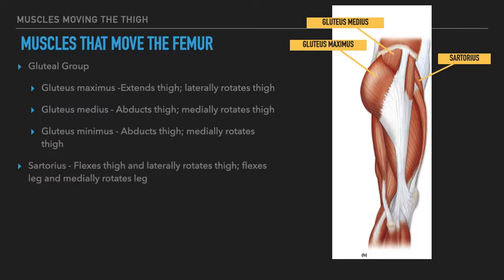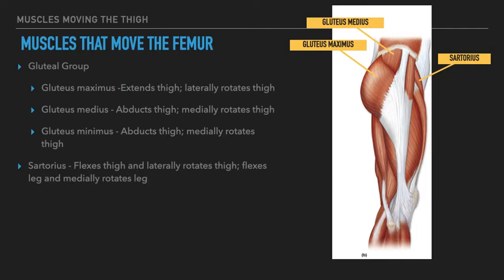Next is the sartorius. This is a small band here. It flexes the thigh and laterally rotates the thigh. It also flexes the leg and medially rotates the leg through that motion. The origin is the anterior superior iliac spine, and the insertion is the tibial tuberosity on the medial side.